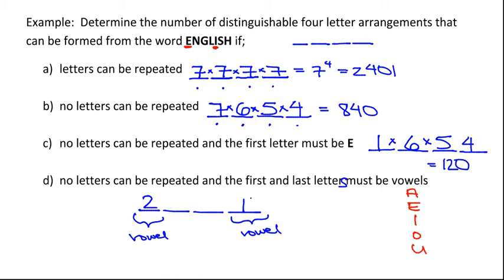Now, the 2 letters in the middle of the vowel sandwich must be consonants. So 1, 2, 3, 4, 5 more possibilities to choose from. So that says that for the second letter, I'm choosing from 5 possibilities. And then I have 1 less to choose from for the third. So 4. Multiply, and we get 40.